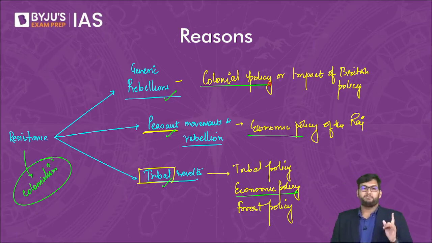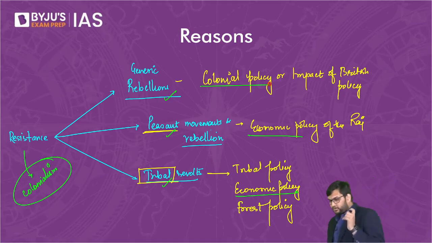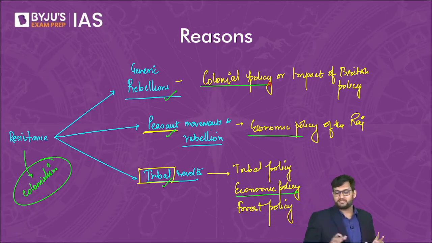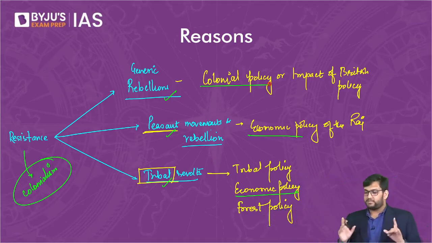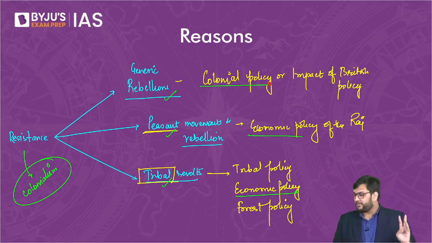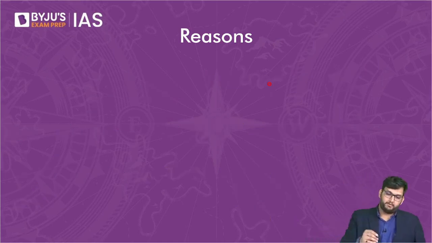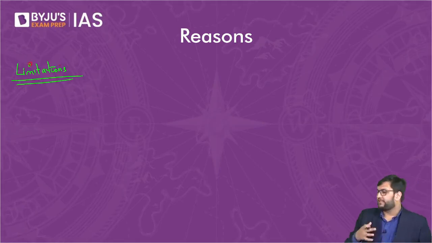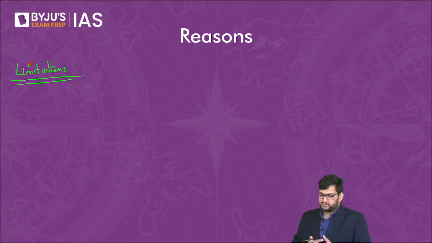Can I talk about the limitation, or rather the ideological context, which will limit this whole resistance in that regard? We can. You understand the basic point: rebellion, peasant, tribal, based on colonial policy, economic policy, tribal policy, forest policy generally. Now, the limitations are more telling. The limitations are much more telling in that regard.